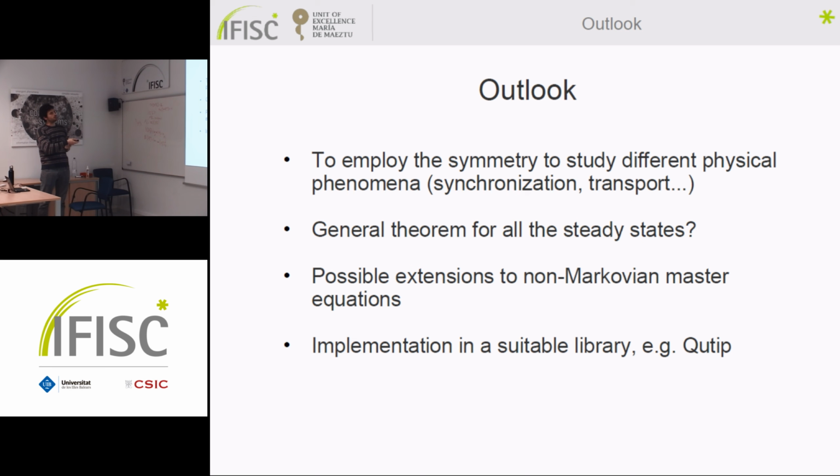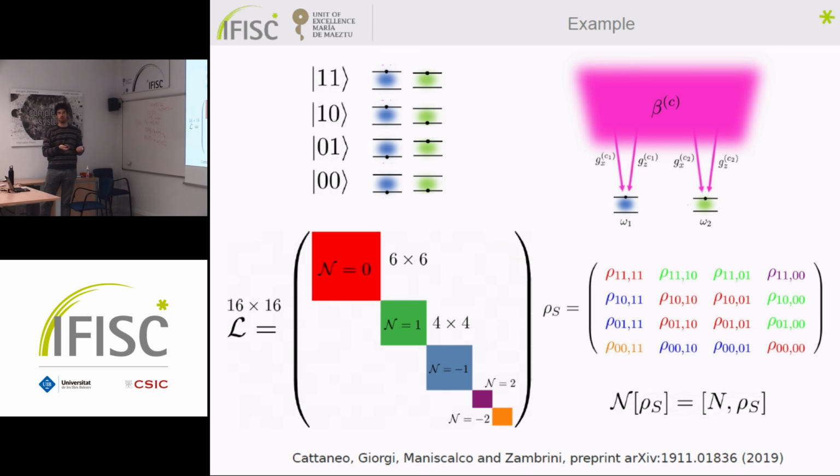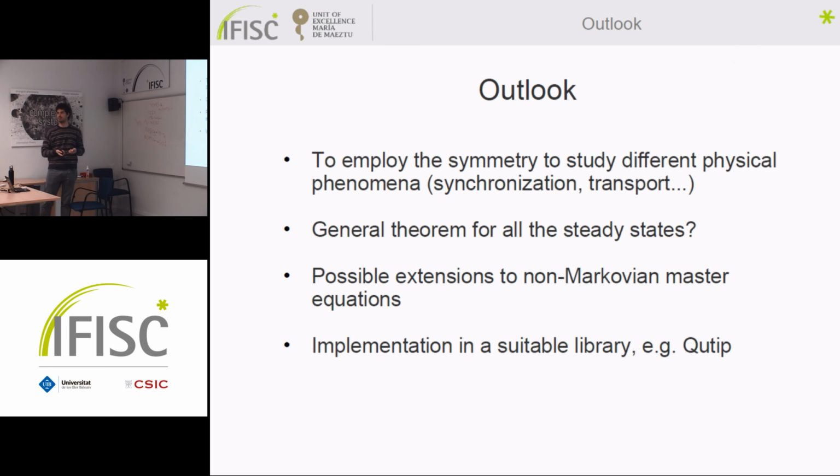Then, on the mathematical side, we would like to find a sort of generalization of a theorem for steady states which are not unique. So what happens when you have more than one steady state? Can you say something about the structure in the blocks of the whole family of steady states? It is something that is not clear. Then there is a possible extension to non-Markovian master equations in which you have to consider memory effects. So you have to understand that there is a backflow between the effect of the environment and the evolution.